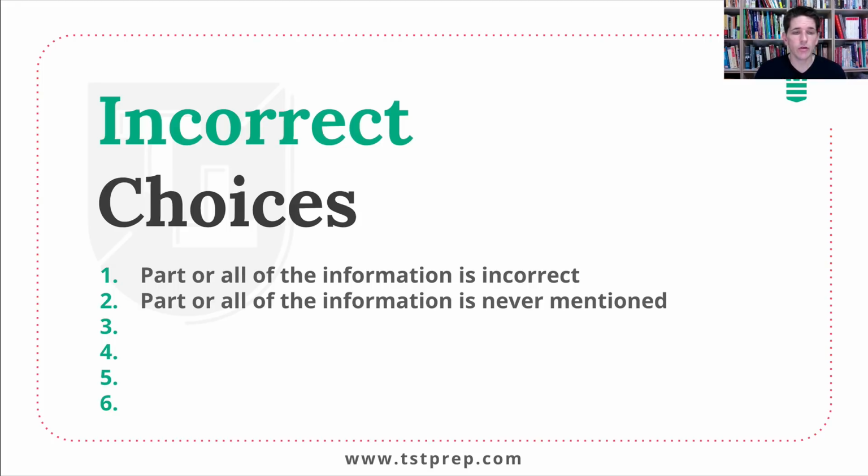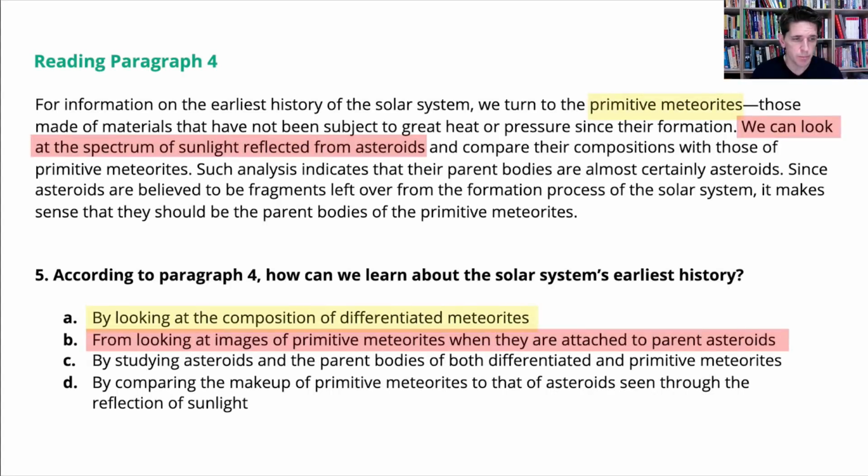Another way is that part or all the information is never mentioned. So let's see here. By looking at the composition of differentiated meteorites, that's choice A. The first sentence says primitive meteorites. They never mention differentiated meteorites in this paragraph. It's not correct. Also, remember, you want to pay attention to the paragraph. All the questions are connected to a paragraph, except the summary and fill in the table questions. So pay careful attention to a paragraph. Try not to bring too much information from other paragraphs. I just said paragraphs a lot.